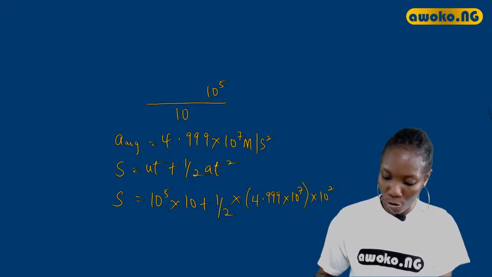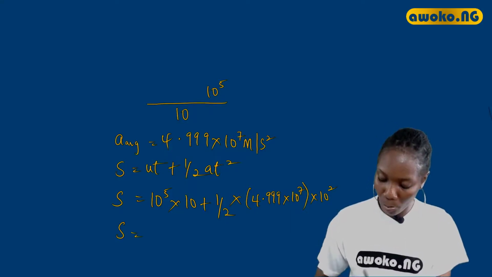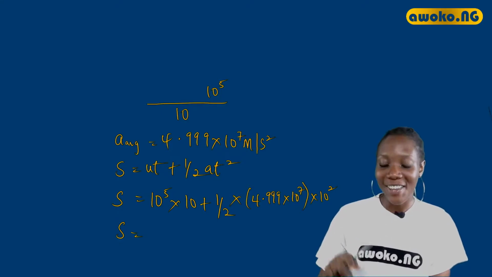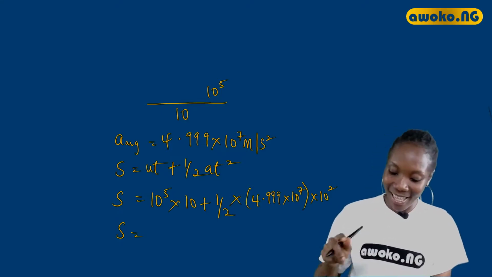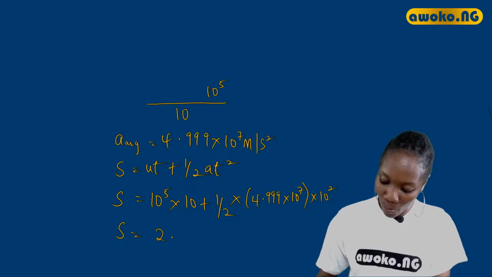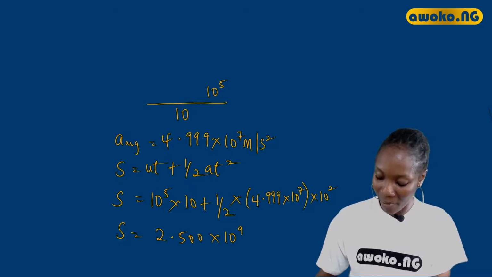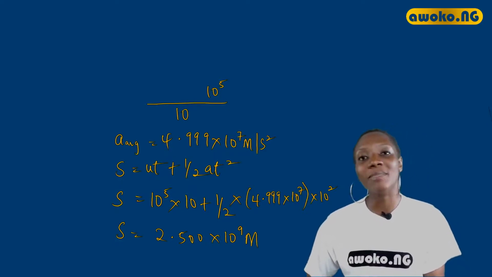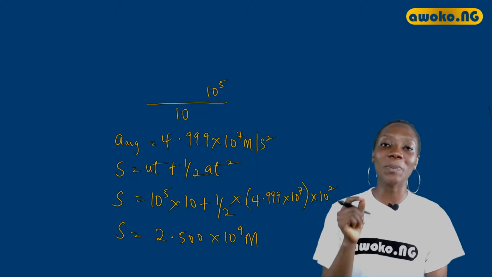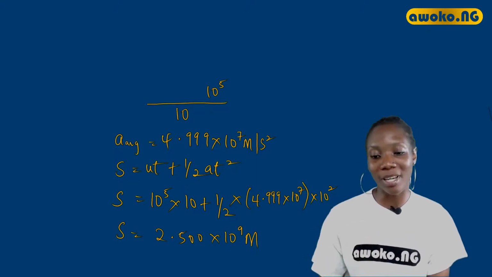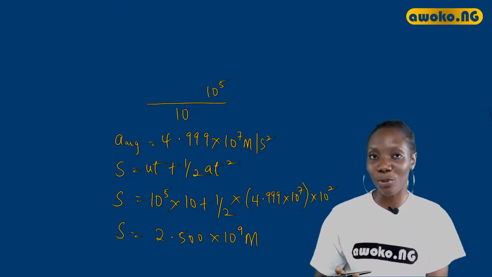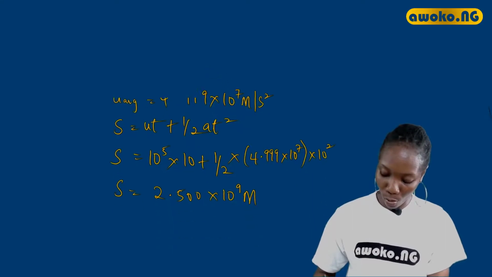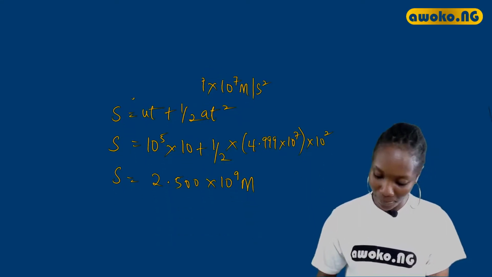Right? So if you punch it into your calculator, you're going to get this answer: 2.500 times 10 raised to the power of 9 meters. Distance is measured in meters. Always remember to put your unit, guys. It's very important. Your grades can be reduced if you don't. Okay, so I hope we got that.